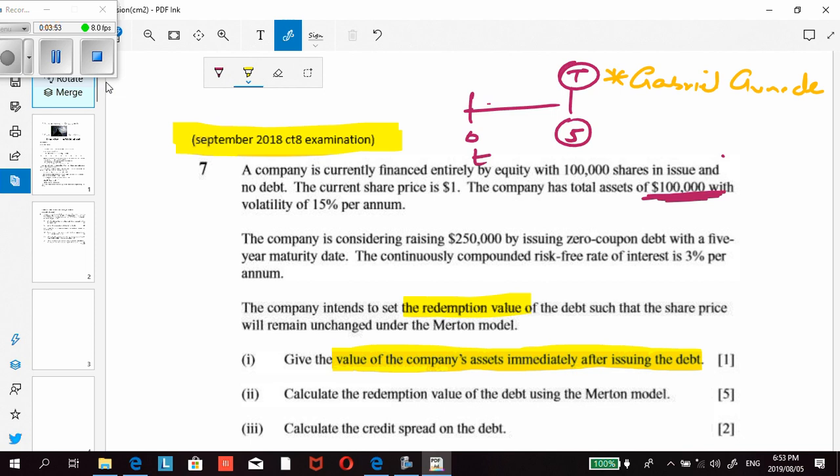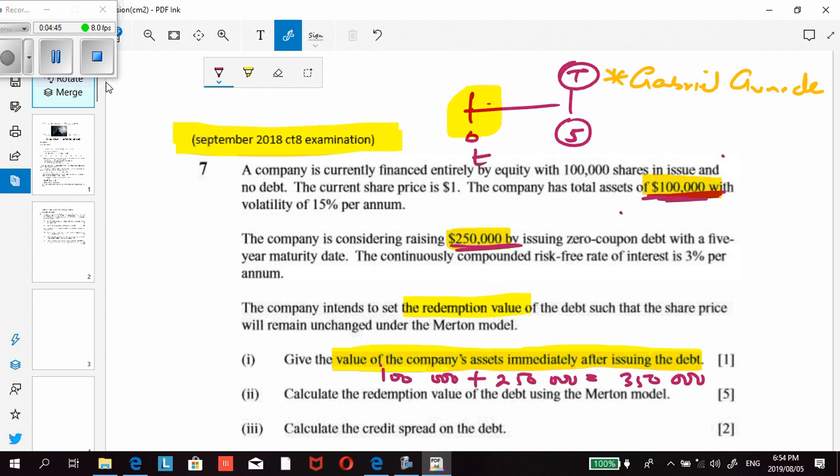Currently, at time 0, the company has total asset, the question told you, of 100,000. But they want to raise 250,000, and they're going to do this by issuing a 0 coupon bond. So in actual fact, the value of the company's asset immediately after issuing the debt will be the original 100,000 plus this value they want to raise by issuing a 0 coupon bond, which is 250,000, and there I'm going to get 350,000.